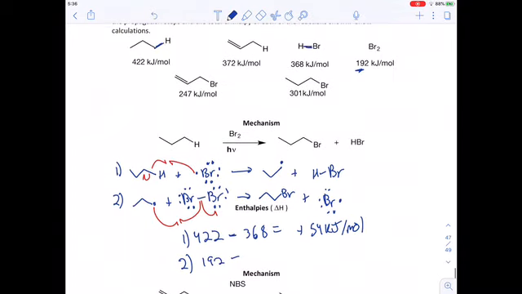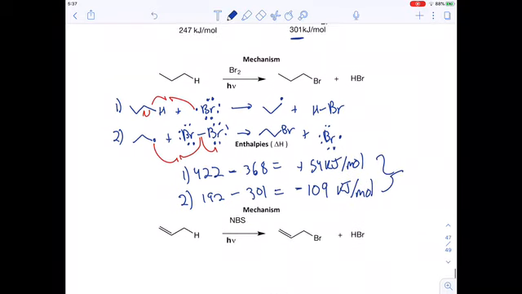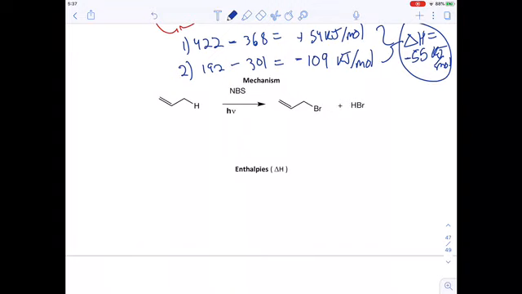And then for your second step, you are breaking a Br2 bond. So up here, you can see that that's 192 kilojoules per mole. And you are forming a CBr bond, which they show you is 301 kilojoules per mole. And then you end up with negative 109 kilojoules per mole. Combining these two, the delta H of the whole reaction, or the whole propagation step, is negative 55 kJ per mole. Okay, moving on to the next one.